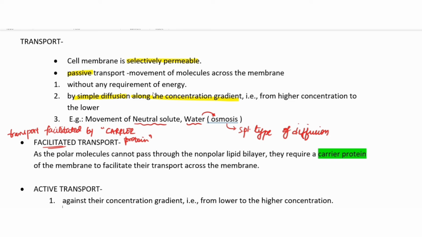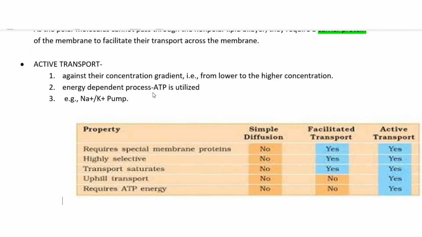Next type of transport is active transport. Active means energy dependent. And why do we need energy? Because it is against the concentration gradient. Uphill, we say. So remember, there are two terms here, against and along. Against concentration gradient, that is from lower to higher concentration, is active transport. And along concentration gradient, higher to lower, is passive transport. So don't get confused.